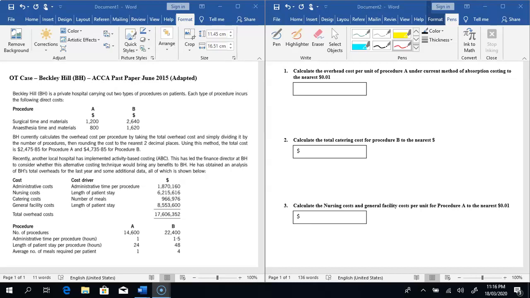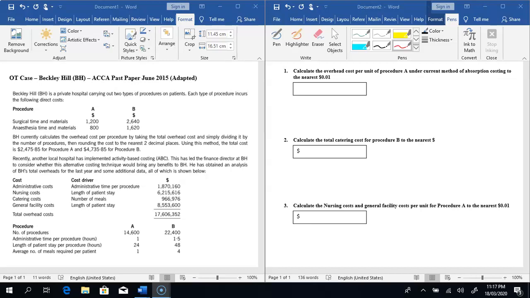So let's read the scenario. Hill is a private hospital carrying out 2 types of procedures on patients. Each type of procedure incurs the following direct cost. So reading this scenario, it is very clear that we are given the scenario of a service business. So there are 2 procedures, A and B. Surgical time and material costed $1,200 to procedure A and $2,640 to procedure B. Anesthesia time and material cost $800 to procedure A and $1,620 to procedure B.